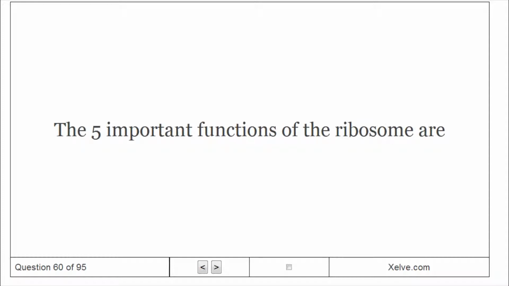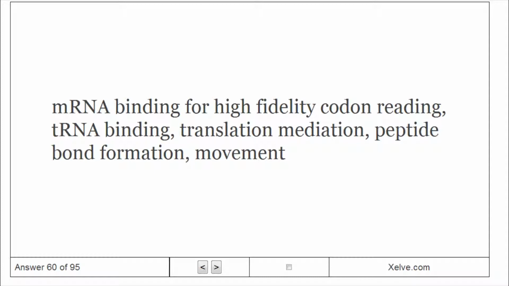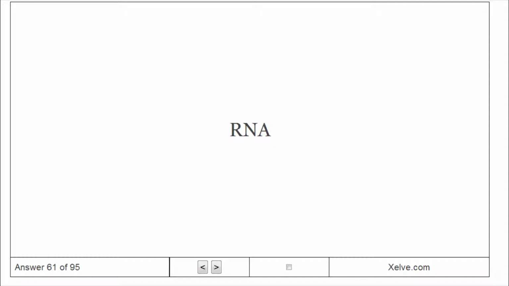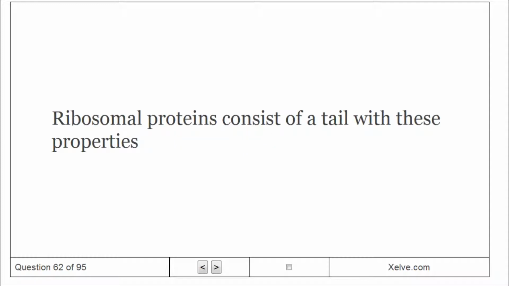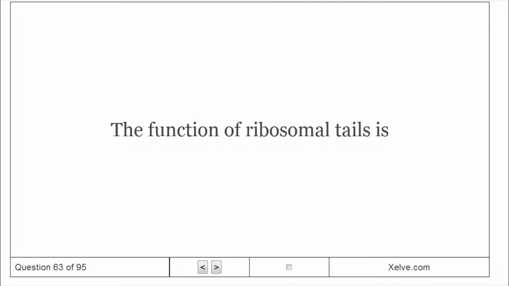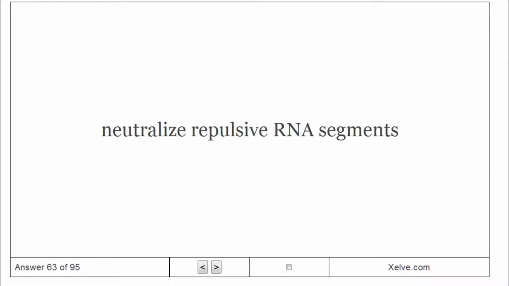The 5 important functions of the ribosome are mRNA binding for high-fidelity codon reading, tRNA binding, translation mediation, peptide bond formation, and movement. Most of a ribosome's mass is RNA. Ribosomal proteins consist of a tail with these properties: basic residue-rich, positively charged. The function of ribosomal tails is to neutralize repulsive RNA segments.